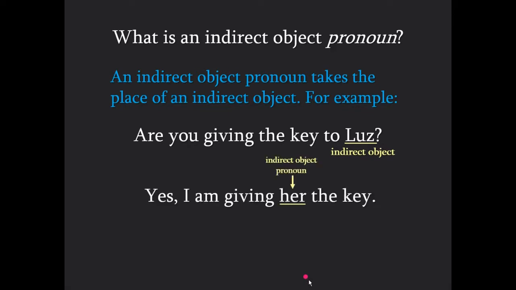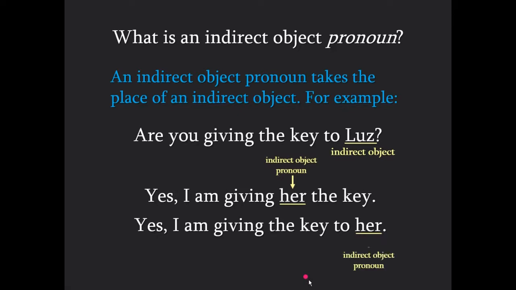Then if we don't want to say her name again, we replace it with the word her. So are you giving the key to Luz? Yes, I'm giving her the key. Now notice the word her then is the indirect object pronoun. The thing about this particular sentence is you don't see the word to in it. However, we can reword sentences in English. Yes, I'm giving the key to her. And notice then that the indirect object pronoun comes at the end of the sentence, and we use the word to in front of it. So oftentimes, in the English sentence, you won't see the word to or the word for, and sometimes you do. It just depends on how you word the sentence.